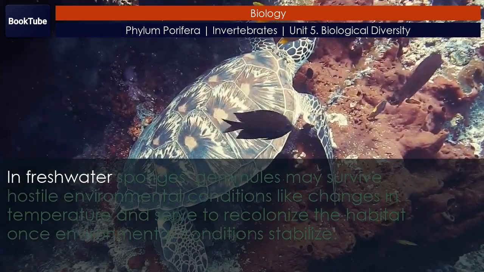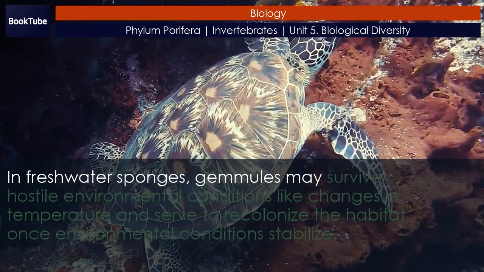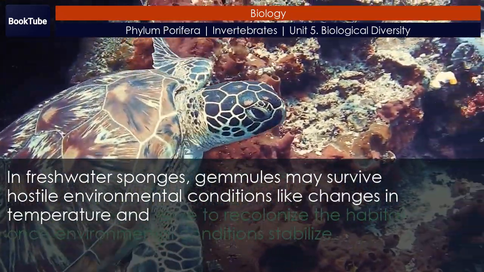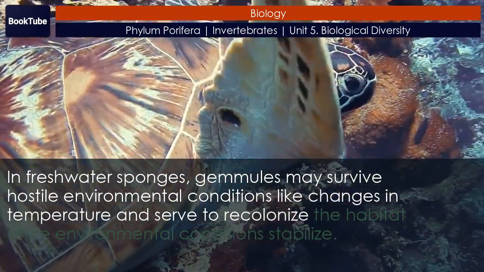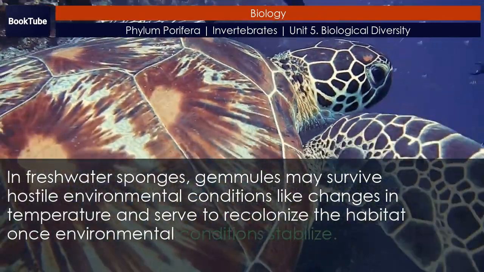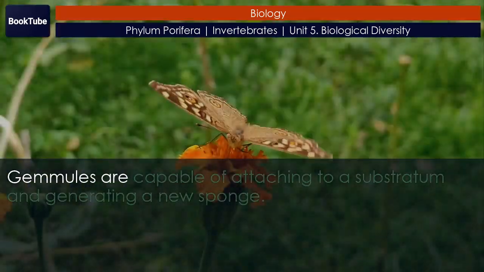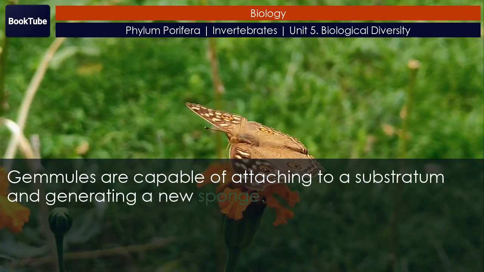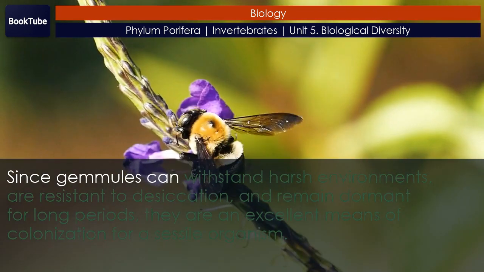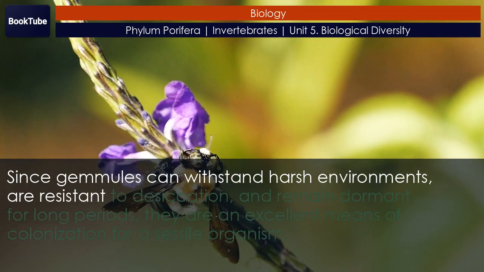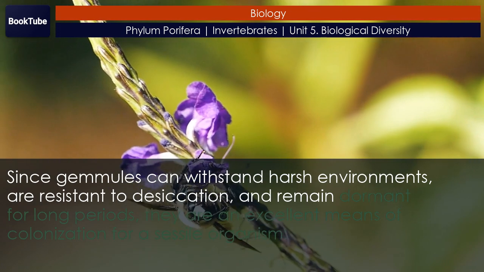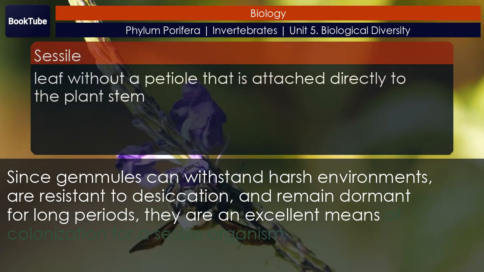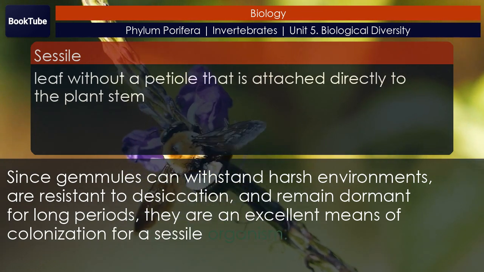In freshwater sponges, gemmules may survive hostile environmental conditions like changes in temperature and serve to recolonize the habitat once environmental conditions stabilize. Gemmules are capable of attaching to a substratum and generating a new sponge. Since gemmules can withstand harsh environments, are resistant to desiccation, and remain dormant for long periods, they are an excellent means of colonization for a sessile organism.